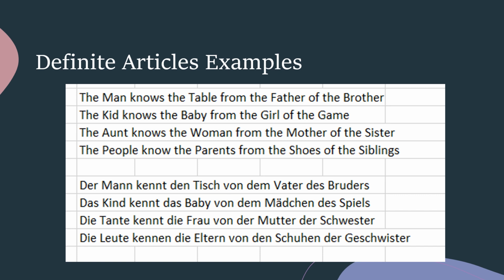Now, these sentences are kind of weird. They're really oddball sentences. But the point is to show you how the definite articles change depending on gender as well as case. So, obviously, der coming in right here: der Geschwister, der Schwester, or der Mann. There you go. Hopefully that makes sense.